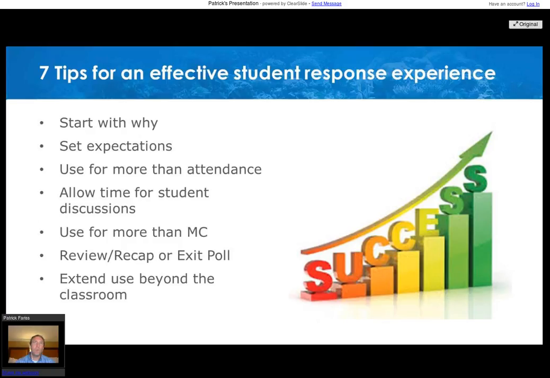How do we use the technology response system more than just taking attendance? We allow time for students to discuss, provide feedback. We use it for more than just multiple choice. We allow for an exit poll or a review, a recap of today's topic and items, and then we can extend the use beyond the classroom. So if you've used a student response system before, some of this may not be new to you, but hopefully you'll get some new ideas as you go back and start school in the fall, new ways that you can use your response system to really make a difference with students.